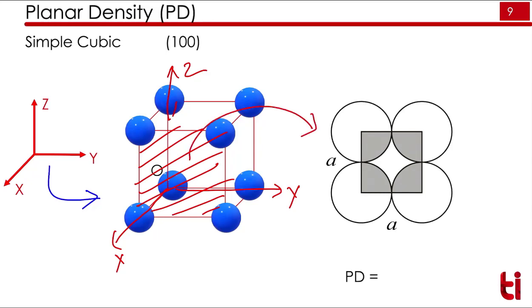If I show this with only the contribution of atoms at the corner, it will look like this. So this length is a, and again this length is a, right? So the area of this will be a square, and the total number of atoms here is 1 by 4 into 4, equal to 1. So 1 upon a square is the planar density of the simple cubic 1 0 0 plane.